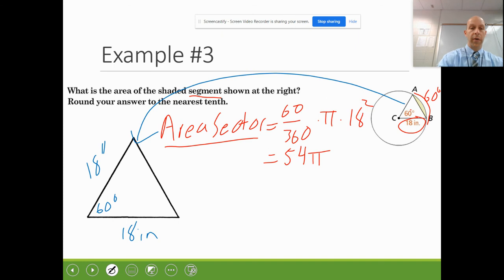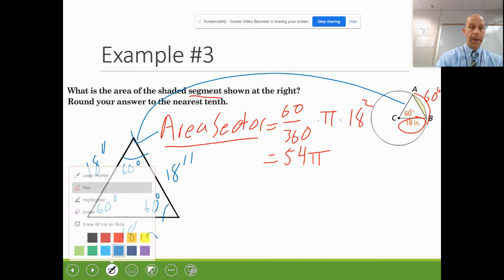If those two are the same, then these two angles have to be the same. These two have to be equal, and the whole thing has to equal 180, so these all have to be 60. So that's an equilateral triangle, which is great. That tells us that this is also 18 inches. Now we just have to figure out its area.